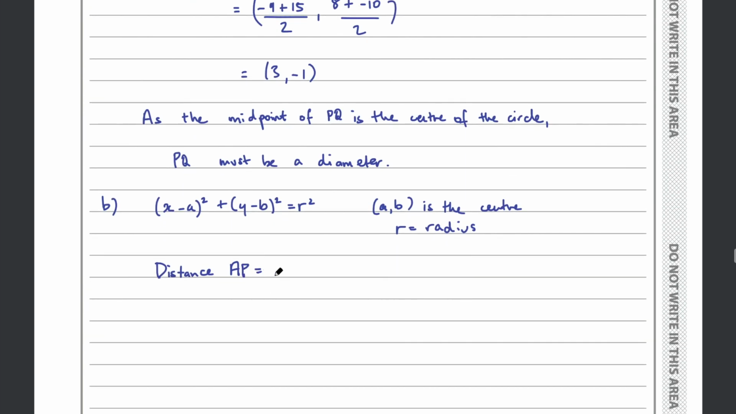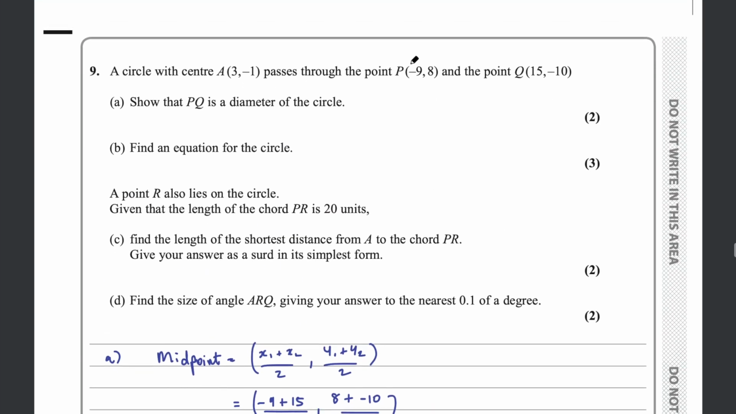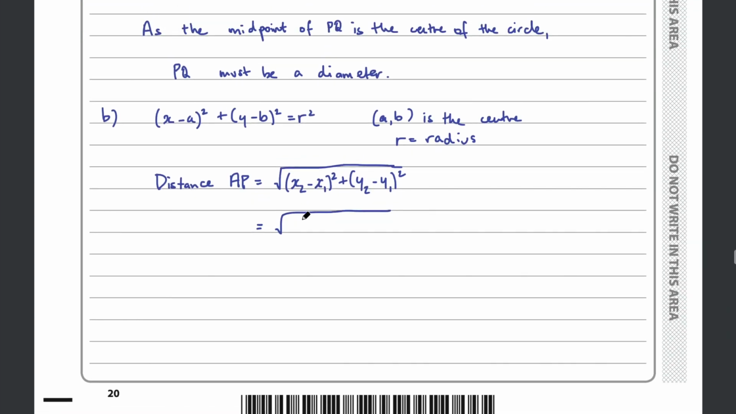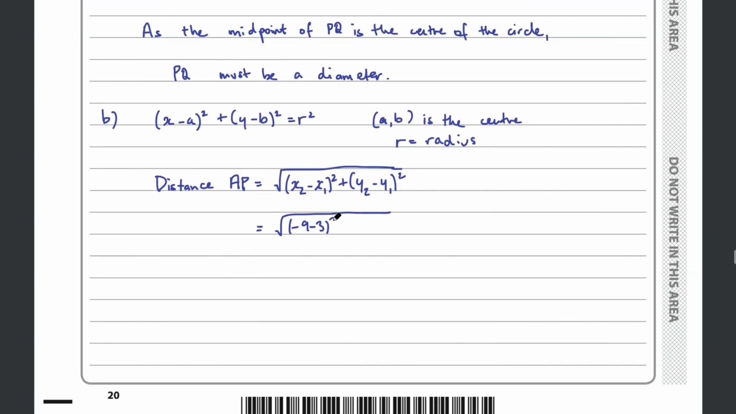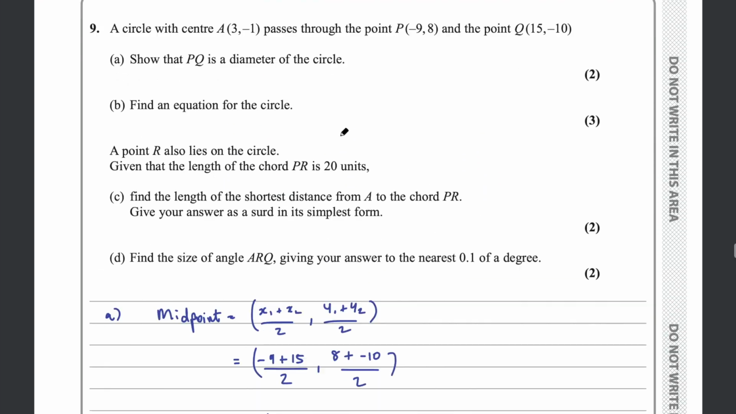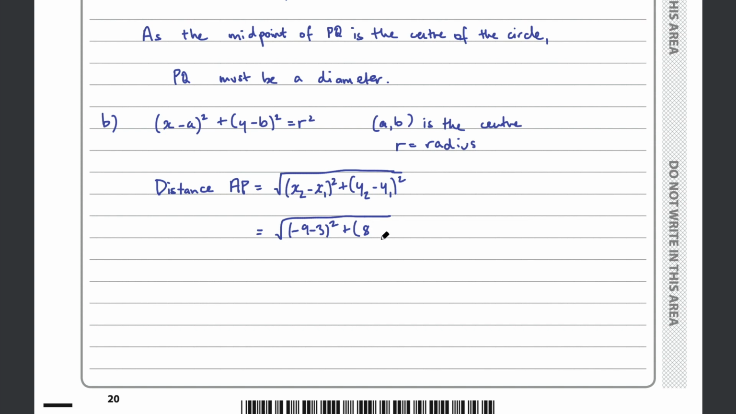So the distance AP is going to be the square root of the coordinates subtracted from each other. This is basically Pythagoras' theorem. We can do x2 take x1 squared plus y2 take y1 squared. Okay, so using those 2 points, we've got -9 take 3 squared plus 8 take -1 squared, and 8 take -1 will be 8 plus 1 squared.